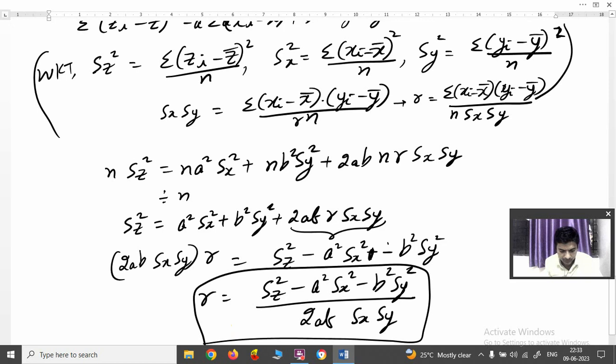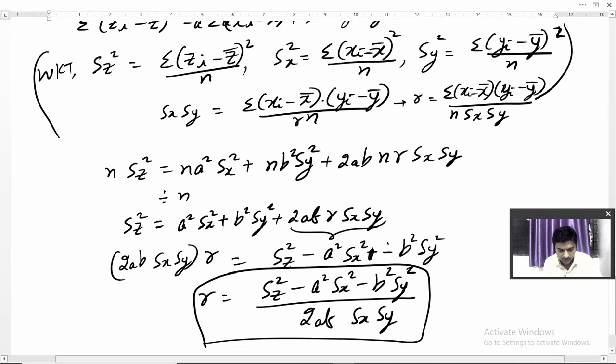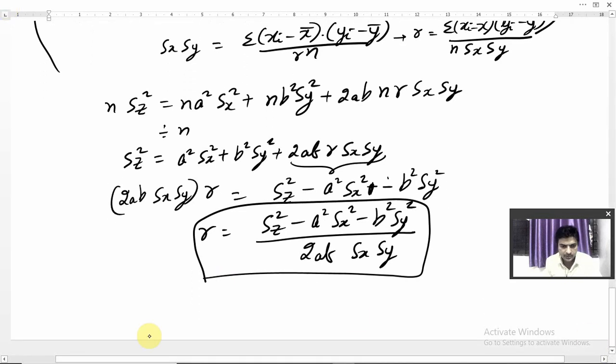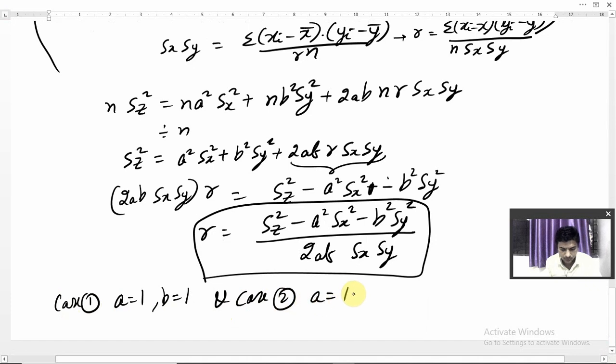Again in this, there are many other cases, if 1 2 is there, 2 3 is there, sometimes they substitute a is equal to 1, b is equal to 1, right? There are 2 more cases. Case 1, a is equal to 1, b is equal to 1, then we get a different result. And case 2, a is equal to 1, b is equal to minus 1. So we get case 2.